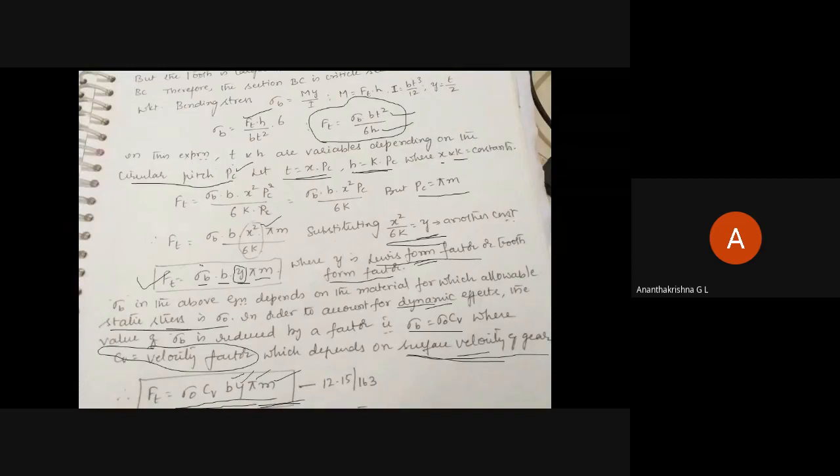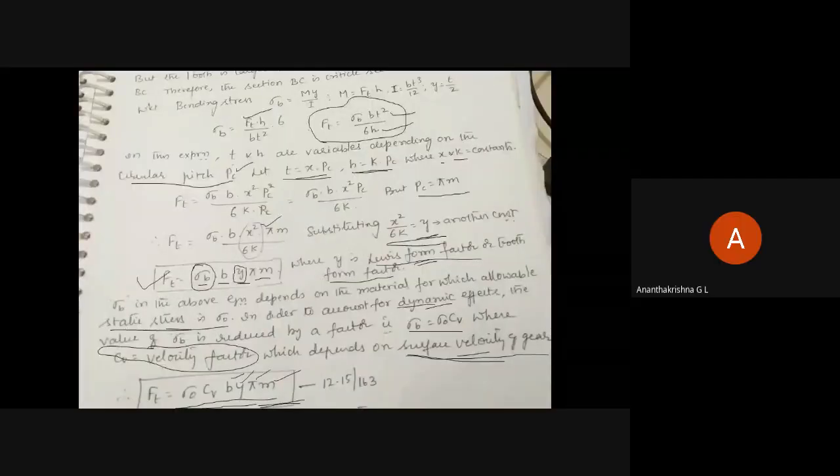Then this sigma b depends upon the material of the gear tooth. Therefore we need to consider the allowable static stress of the material, and considering dynamic effects, we multiply the static stress by a factor called velocity factor Cv, which depends on surface velocity. Replacing sigma b with sigma naught Cv in the equation of tangential force, we get tangential force is equal to sigma naught Cv b y pi m, which is the equation for bending strength, and is called the Lewis equation.